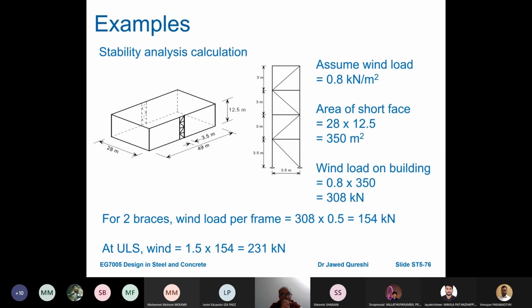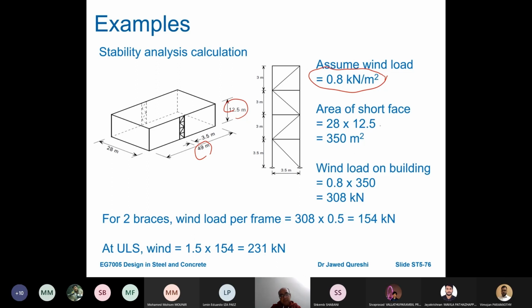Now this is another building. Its width is 28, its length is 49, and its height is 12.5, and the width of the bracing is 3.5. We are assuming a wind load of 0.8 kilonewton per meter square. That's the peak load. The area of the short face will be equal to 28.